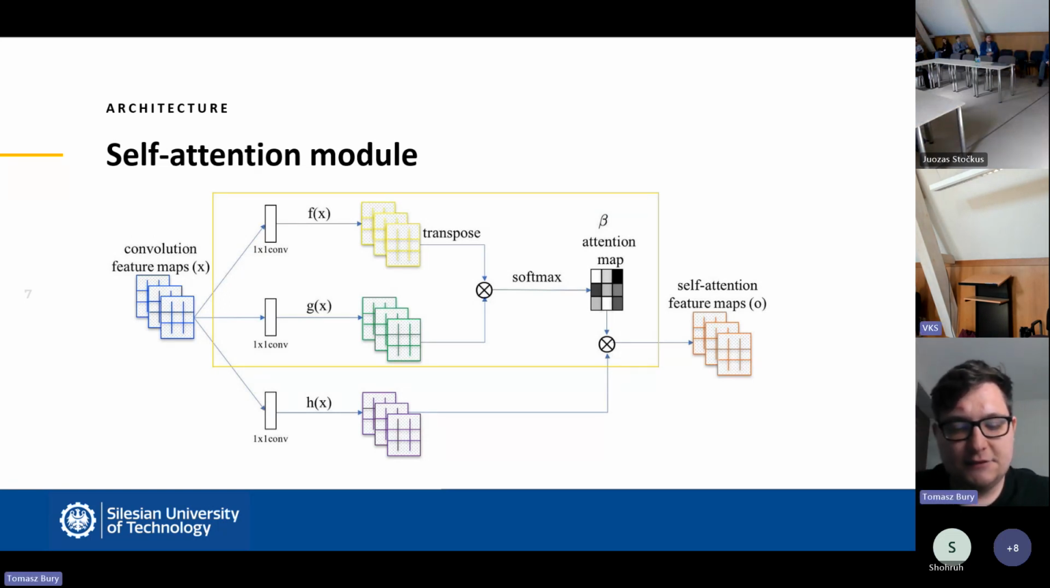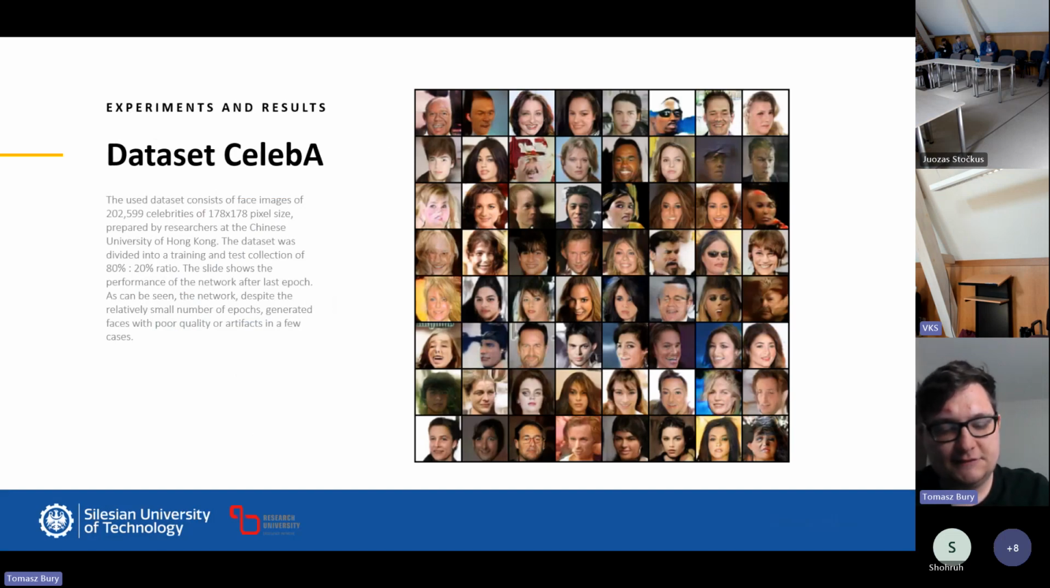In the presented architecture, the self-attention model is integrated into both the generator and discriminator networks. This integration allows the generator to produce images with fine-grained details and coherent structures by understanding the relationships between distant pixels. Similarly, the discriminator becomes more effective at distinguishing real images from the generated ones by considering the global context of the image. The dataset used in this project consists of 202,599 face images of celebrities. Each one is 178 by 178 pixels in size, and it was prepared by researchers at the Chinese University of Hong Kong. The dataset was divided into a training and test set in an 80% to 20% ratio.